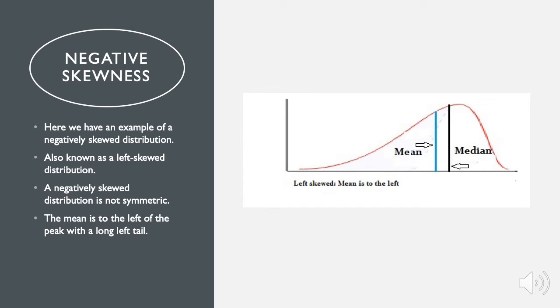Negative skewness. Here we have an example of a negatively skewed distribution, also known as a left skewed distribution. A negatively skewed distribution is not symmetric. The mean is to the left of the peak with a long left tail.